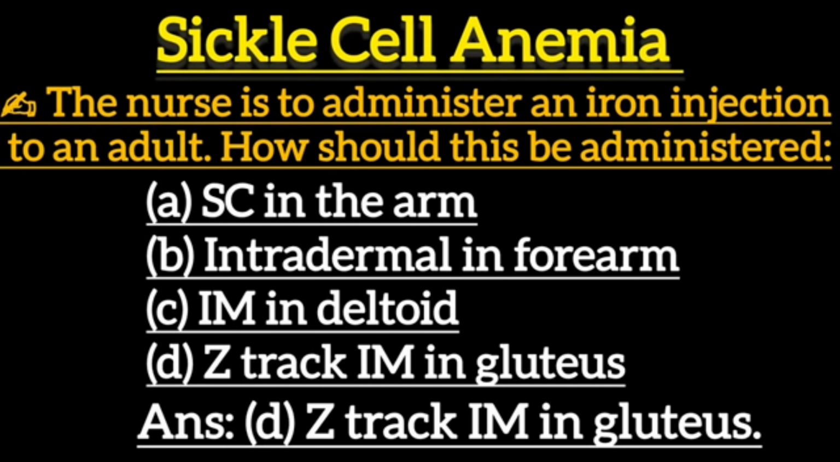Next one is, the nurse is to administer an iron injection to an adult. How should this be administered? Option A, SC in the arm. Option B, intradermal in the forearm. Option C, IM in deltoid. Option D, Z-track IM in gluteus. Correct answer is option D, Z-track IM in gluteus.